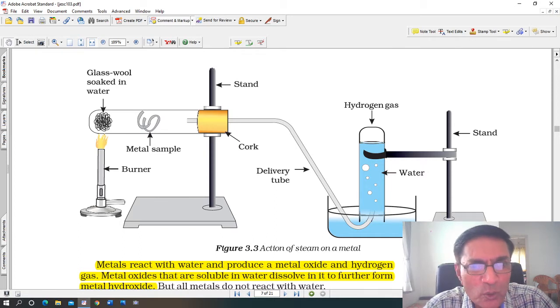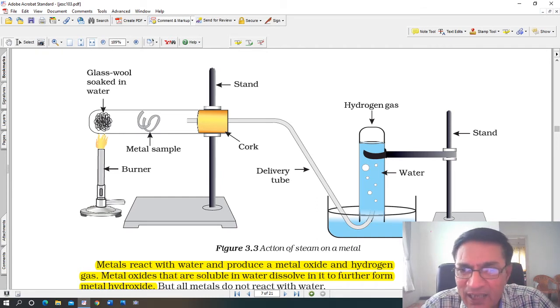Okay, glass wool soaked in water. Glass wool actually क्या है? Glass wool is nothing but fiber-like. Okay, वो फाइबर जैसे छोटे छोटे टुकड़े होते हैं, and it is not really wool. वो wool नहीं, उसको glass wool बोलते हैं. It is soaked in water ताकि वो थोड़ा सा मॉइस्चर उसमें हो जाए.